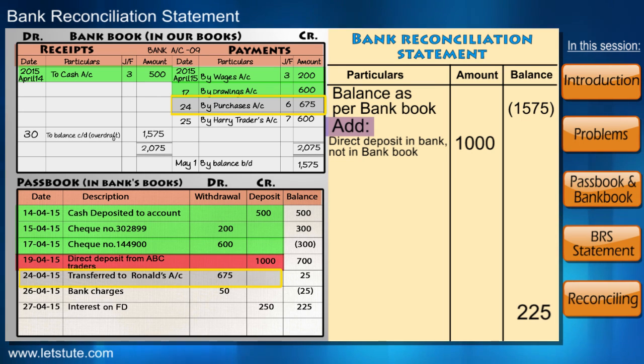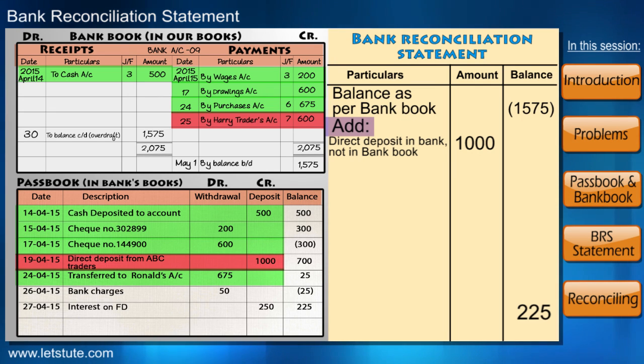On the 24th, there is again a withdrawal of 675 to pay for purchases. This is again the same in both the books. On the 25th, payment is made to supplier Harry Traders by check. But this is not there anywhere on our passbook. So what could this mean?